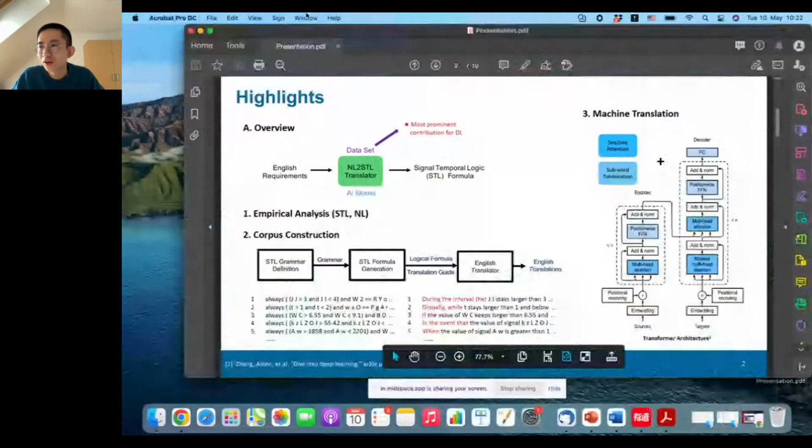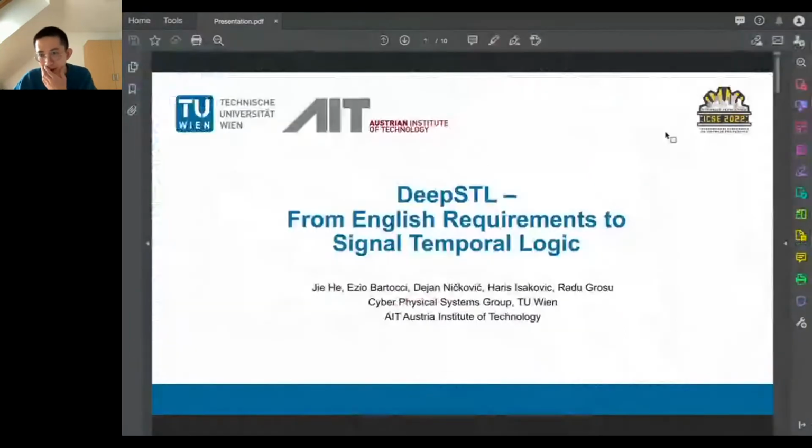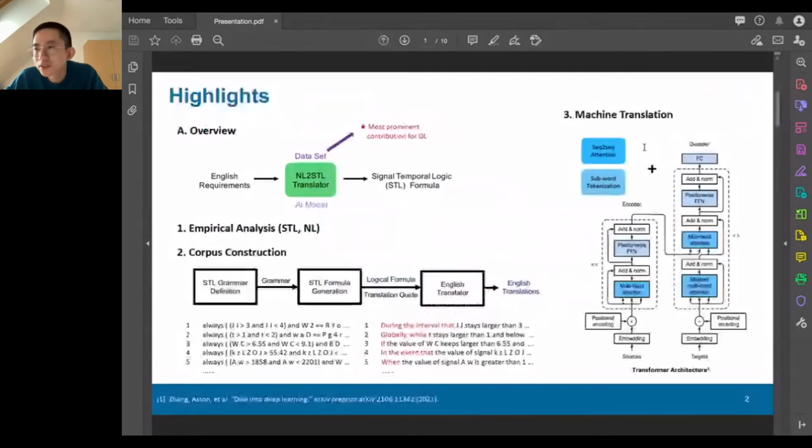Okay. So hello everybody, I'm Jay from TU Vienna. It's my pleasure to present our accepted paper that promotes the application of formal methods in requirements engineering. Our work aims at translating English requirements into signal temporal logic to enable the compatibility between documented requirements and its input to existing runtime monitors. So to this end, building a data set and training an AI model constitute the main scope of our work.